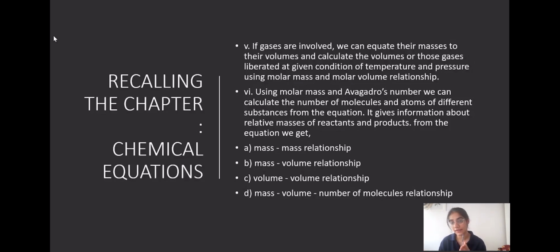It is important to balance that chemical equation because if you do not, the numericals that you will do when you calculate different masses will go entirely wrong.